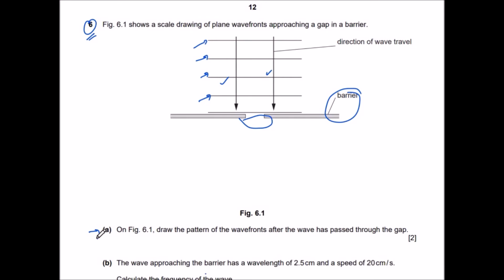In part A, what we need: on figure 6.1, draw the pattern of wavefronts after the wave has passed through the gap. You know well, the gap between these two wavefronts is equal to one wavelength. When this wavelength is equal to the size of the gap, then diffraction of the wave takes place. In diffraction, what happens? The wave is spread out, and here you need to draw what would happen to the wavefronts of the wave going through the gap.